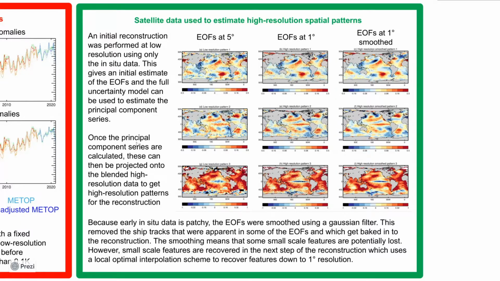We initially do this at low resolution, so have some of the estimated EOFs here at 5 degrees on the left-hand side, the first 3 EOFs of the analysis. We do this at low resolution so we can make full use of the uncertainty analysis. We then scale these up to 1 degree using the full in situ and satellite data. That's shown in the middle column, and then we smooth these to remove kind of ship track artifacts that appear in some of the EOFs, unfortunately, on the right-hand side here. So that gives us a large-scale reconstruction at 1 degree.